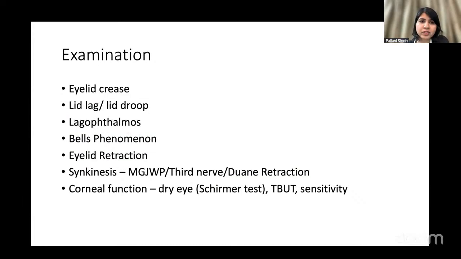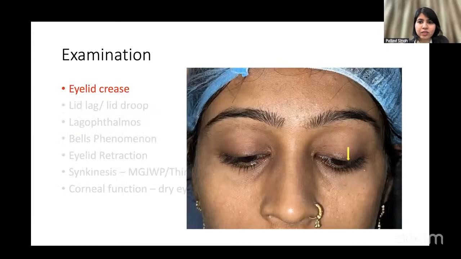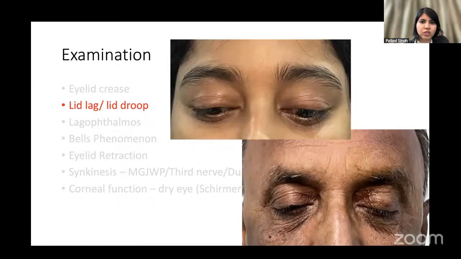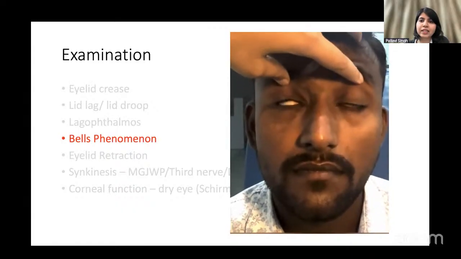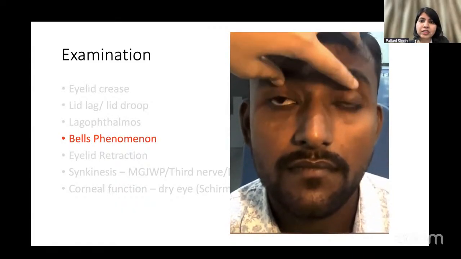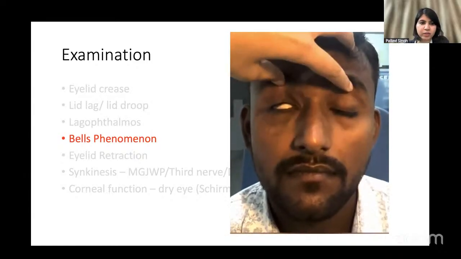Now, moving on to specific examination of the eyelid itself, you have to note the position of the eyelid crease, which is the faint line that forms when the patient is looking down. You have to measure how much it is, and you have to mention whether the patient has any lid lag or any lid droop. In cases of congenital ptosis, the patient will have a lid lag. In cases of acquired ptosis, the patients tend to have a lid droop. Whether on closing the eyes there is any lagophthalmos, what the Bell's phenomenon is like. That's very important, because when you're operating on these patients, you want them to have a good Bell's phenomenon.